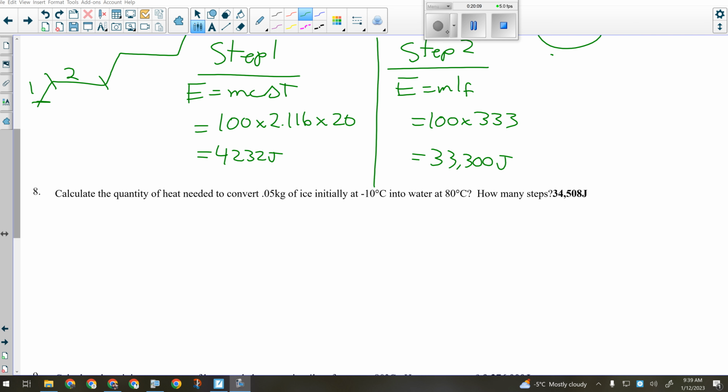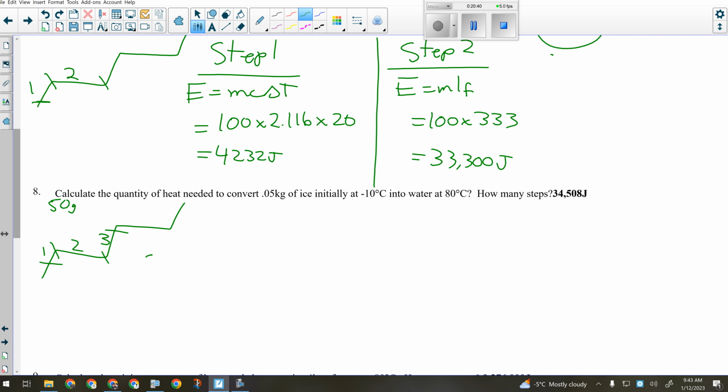Okay, let's just look at how many steps this one is. We draw our heating curve, and it says we're starting with 0.05 kilograms, that's 50 grams, of ice initially at -10, going to water at 80. How many steps? 3. We've got to warm the ice to melting, we have to melt the ice, we have to heat the water, 3 steps.